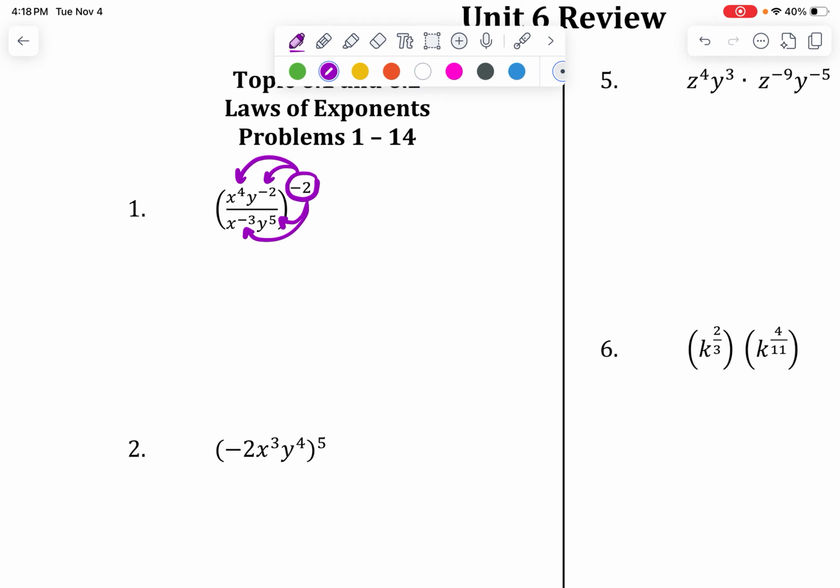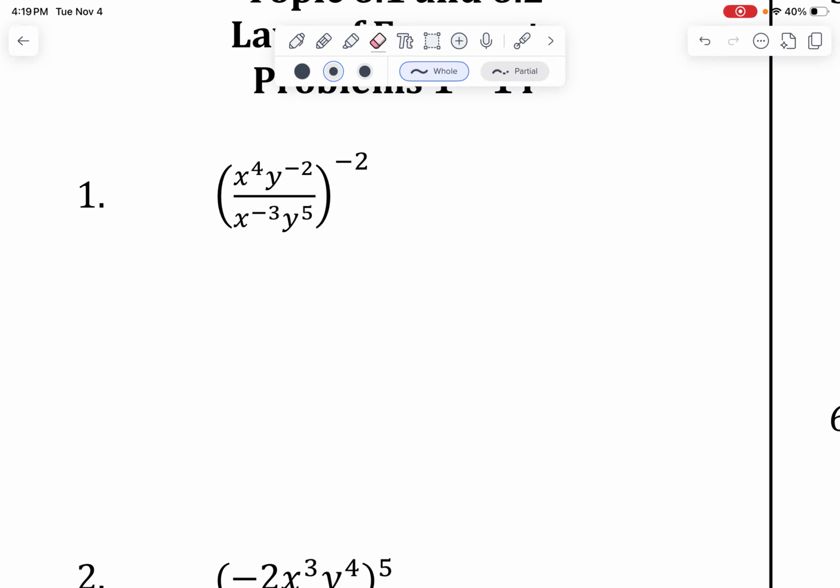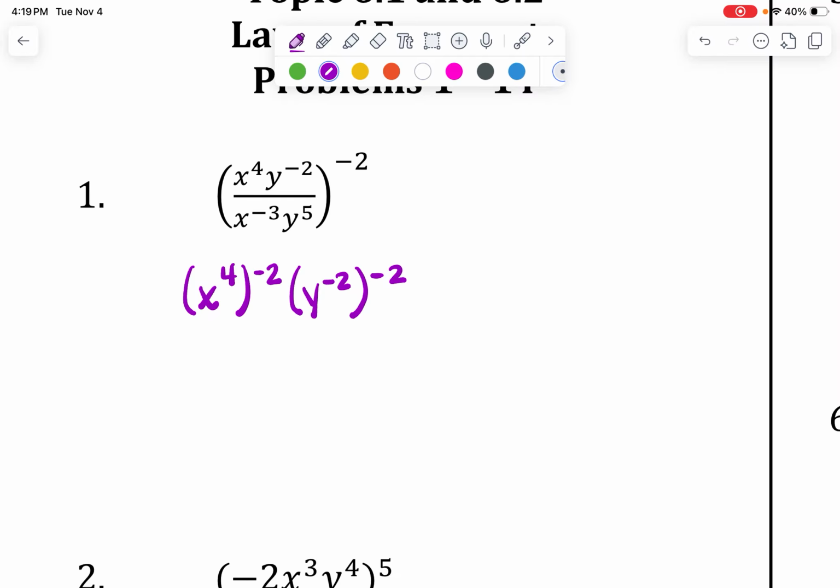And if it's power to a power, then you multiply the powers, right? So that's exactly what I'm going to do. If you would like, I'm going to erase this. You could rewrite this and give everybody the -2 power. So if I put the negative x to the -4 in parentheses and put a -2 power on the outside, then I'm going to do the y to the -2, but give him the -2 power, right?